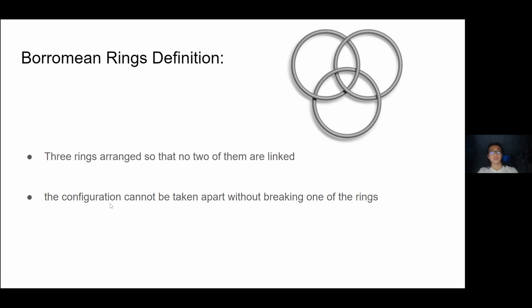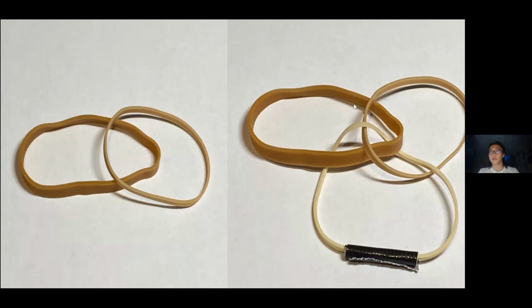The second part of the definition is that the configuration cannot be taken apart without breaking one of the rings. So I have a visual example for you. We can easily do the first part: we can put two rings together. They're not linked, obviously, but in order to put a third ring in the configuration, you have to break it. So I had to cut the third ring and tape it. Like I said before, no two of them are linked, but somehow the three of them are linked and they cannot be taken apart without breaking one of them.